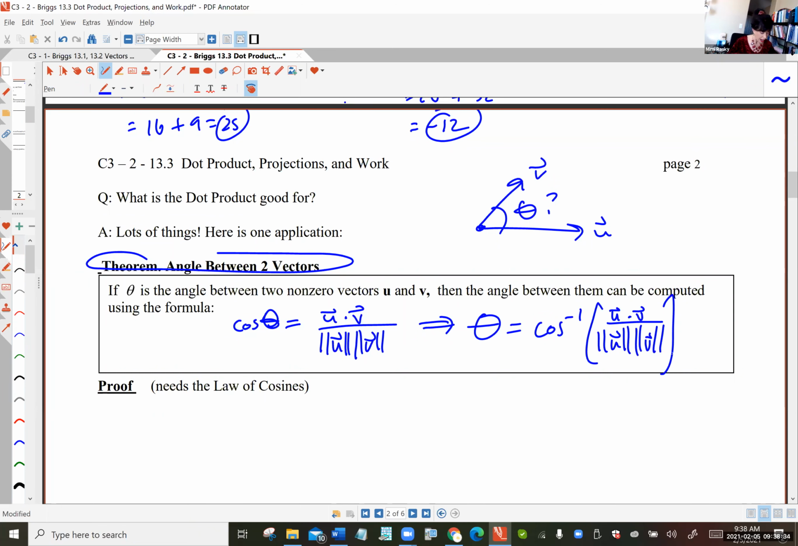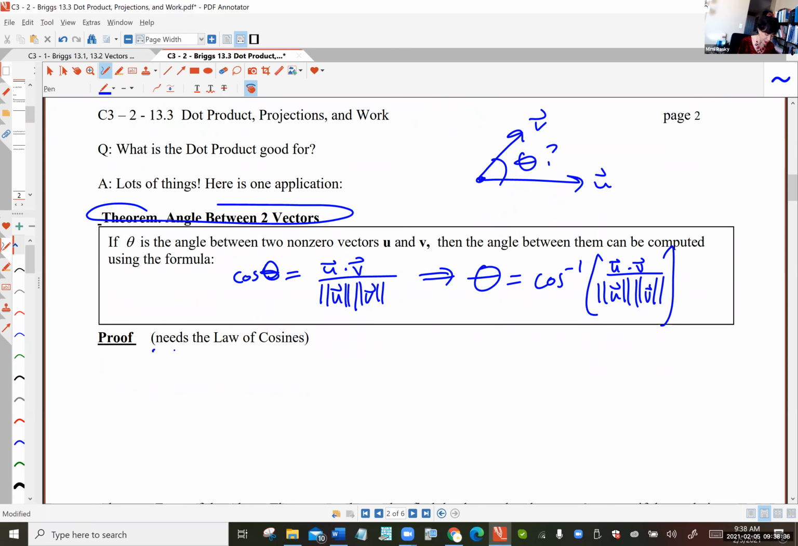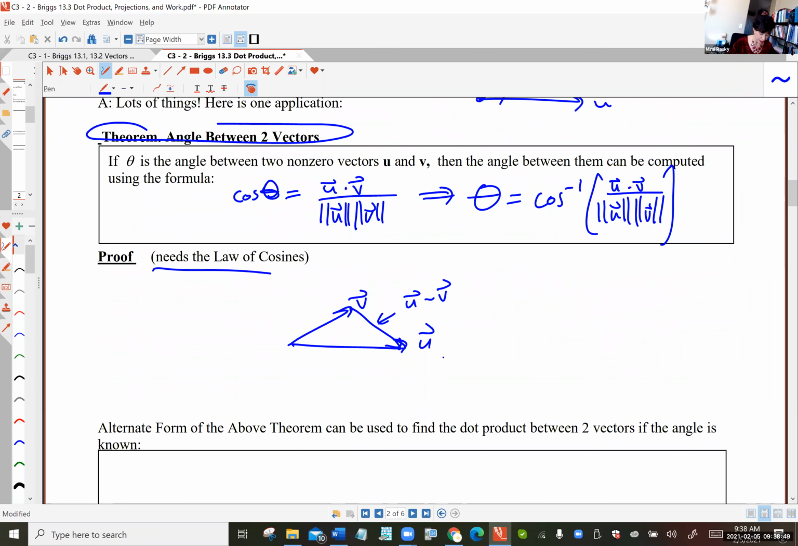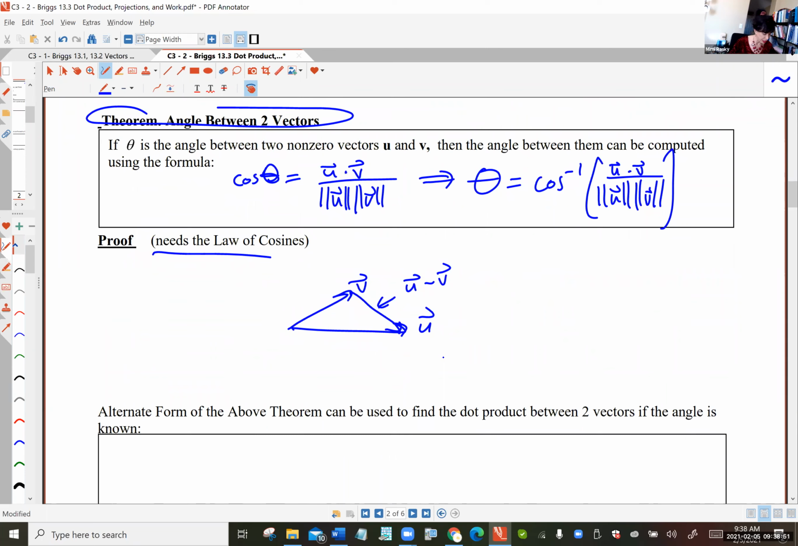Pretty good, huh? I don't have time to prove it, but you do need the law of cosines, because you basically take this triangle with the other leg being u minus v, and you perform the law of cosines on it, okay? It's going to take me some time to do that proof. If you are a math major, you probably do want to see it. Come to office hours. I'll be happy to do it for you. It's not that hard. It's kind of fun.